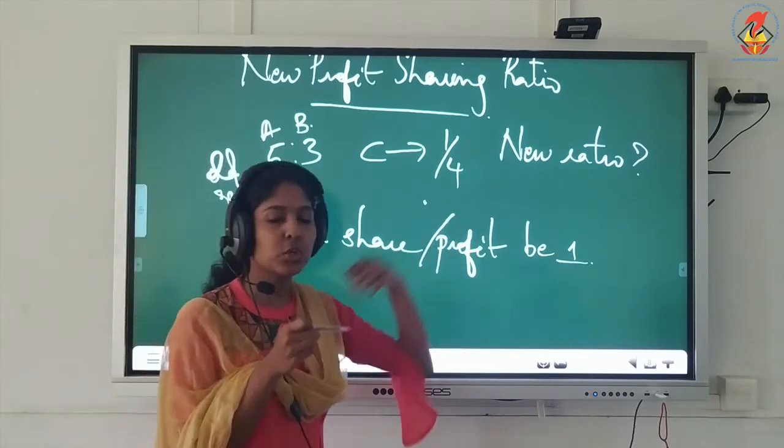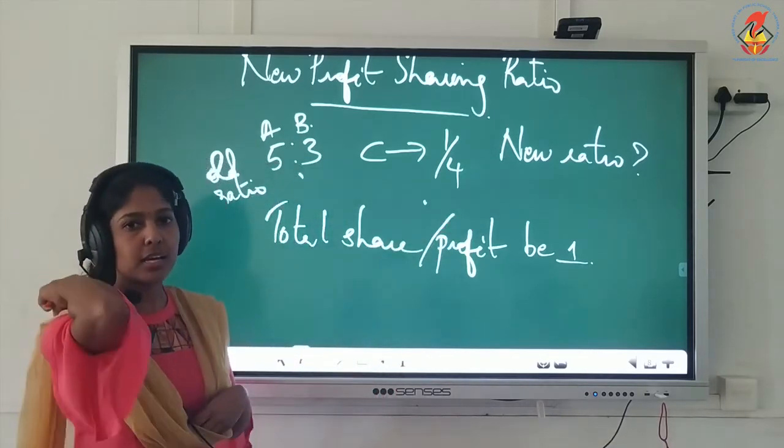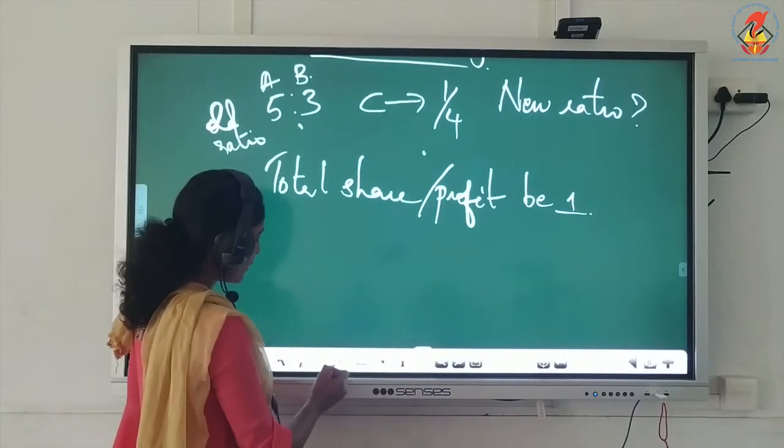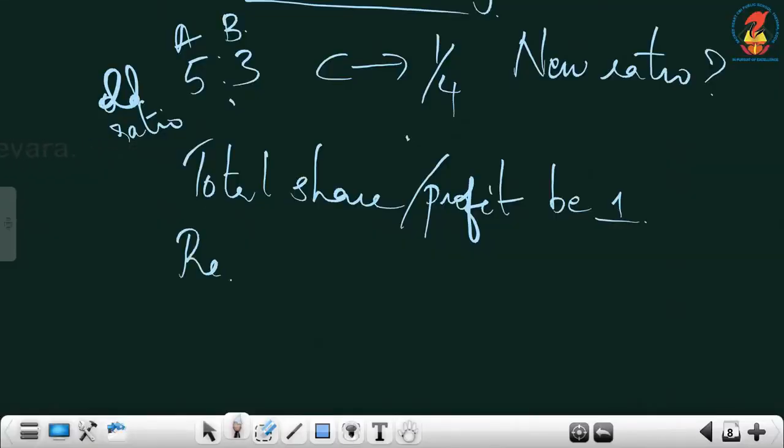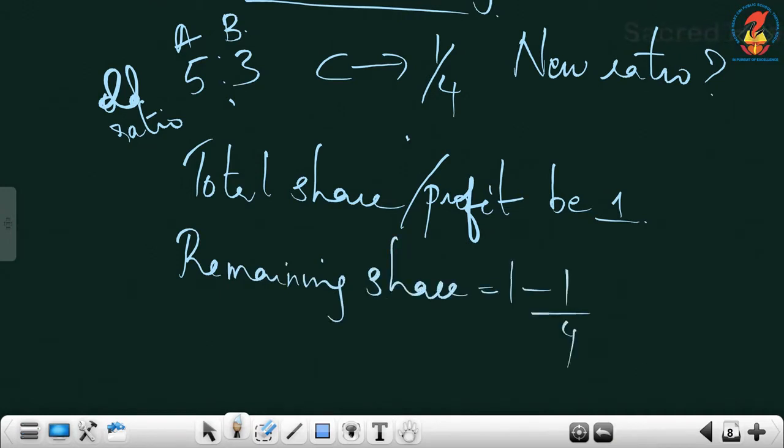When you do the new ratio, it must be between all three partners, A, B and C. So, we will do the calculation. If total profit is assumed as 1, what is the remaining profit? Out of 1, C will be getting 1/4, isn't it? So, the remaining share of A and B is 3/4. It's just calculation, 1 minus 1/4. 3/4 will be the total share of A and B.